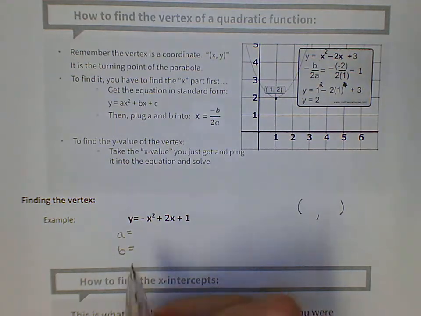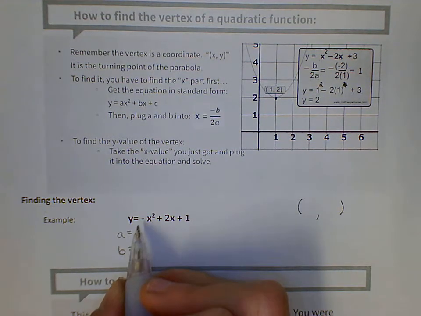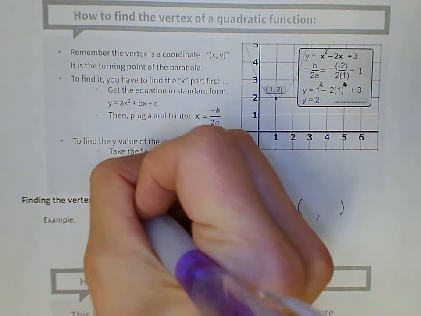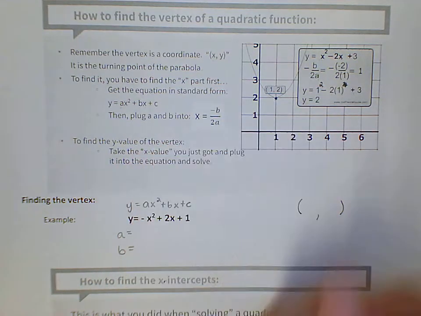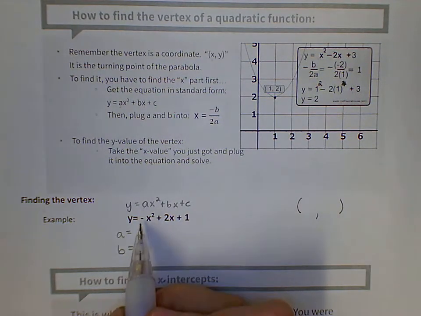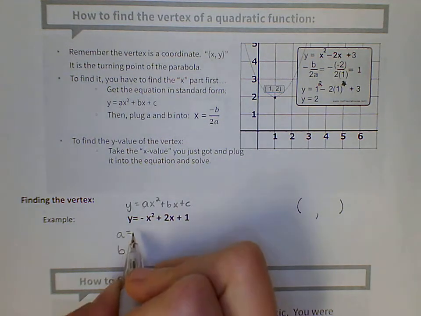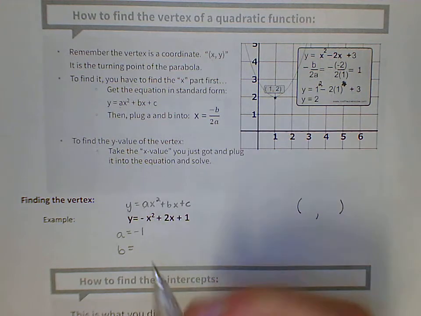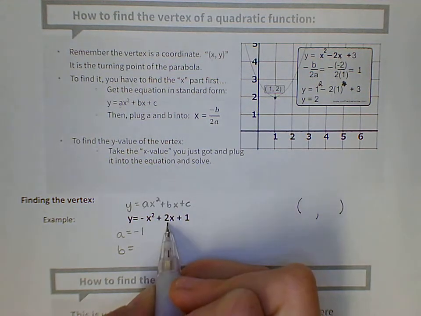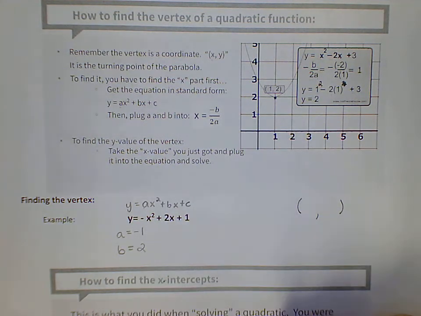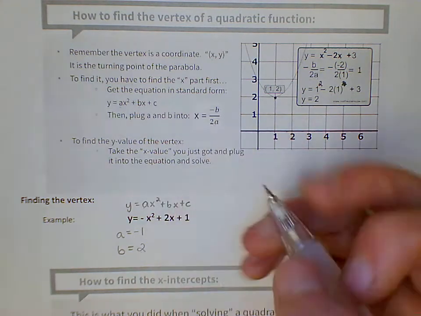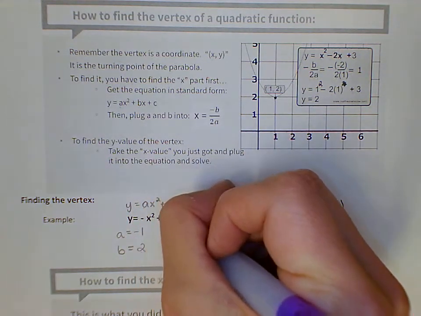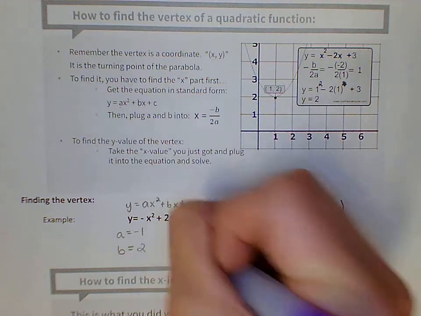Okay, and so, well, your a, remember, is the number in front of x squared, and you could even write down your standard form right above it so you could see kind of where to pull the a and the b from. So the a is the number that's right in front of your x squared, which is -1, so that goes there. And then your b is the number that's in front of x, so that would be a 2. Okay, so then from there, you're going to take these two pieces of information and plug it in this equation. So I'm going to just copy that equation down, and I'm going to plug in.